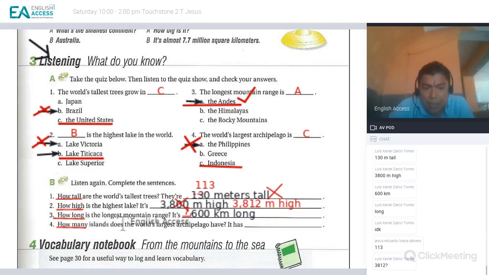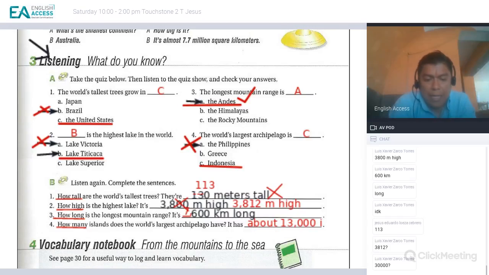And how many islands does the world's largest archipelago have? It has about 13,000. Yes. 13. Yes, that's all. Okay.